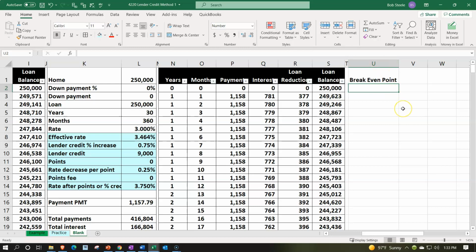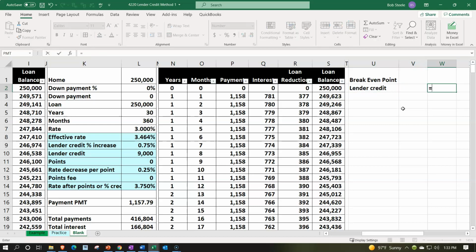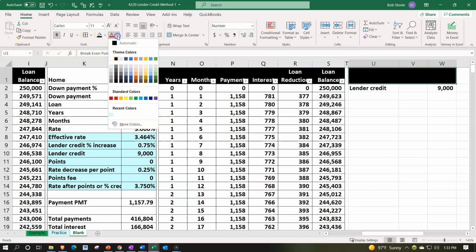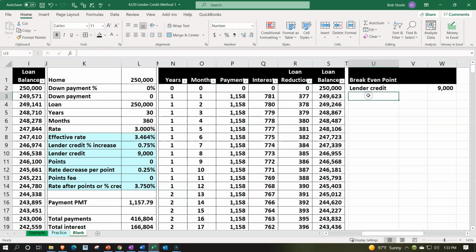So we could say, all right, well, what if we had the lender credit that they gave us? I'm going to say this was equal to 9,000. So we got that extra 9,000 up front in essence. Let's go ahead and make this black and white. Home tab, font group, black and white on the colors. And then we'll say the difference in payments that are going to basically make up for this thing.